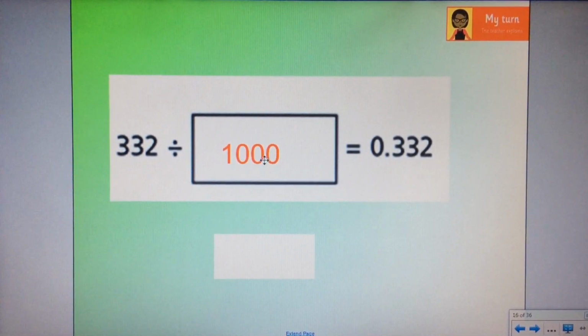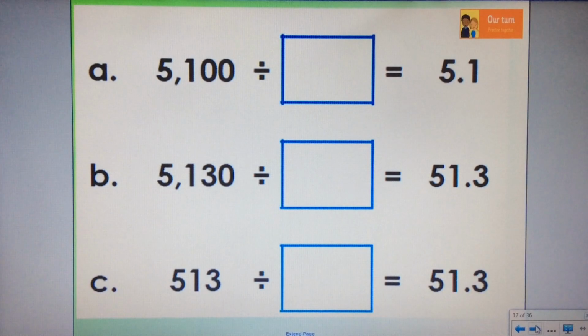Of course, when you've got a question like this, I would always check it afterwards and think, okay, let's work out 332 divided by 1000 to check my answer. So don't forget to do that check at the end. Okay, why don't you have a go at these missing value questions? Pause the video while you write your answers down.